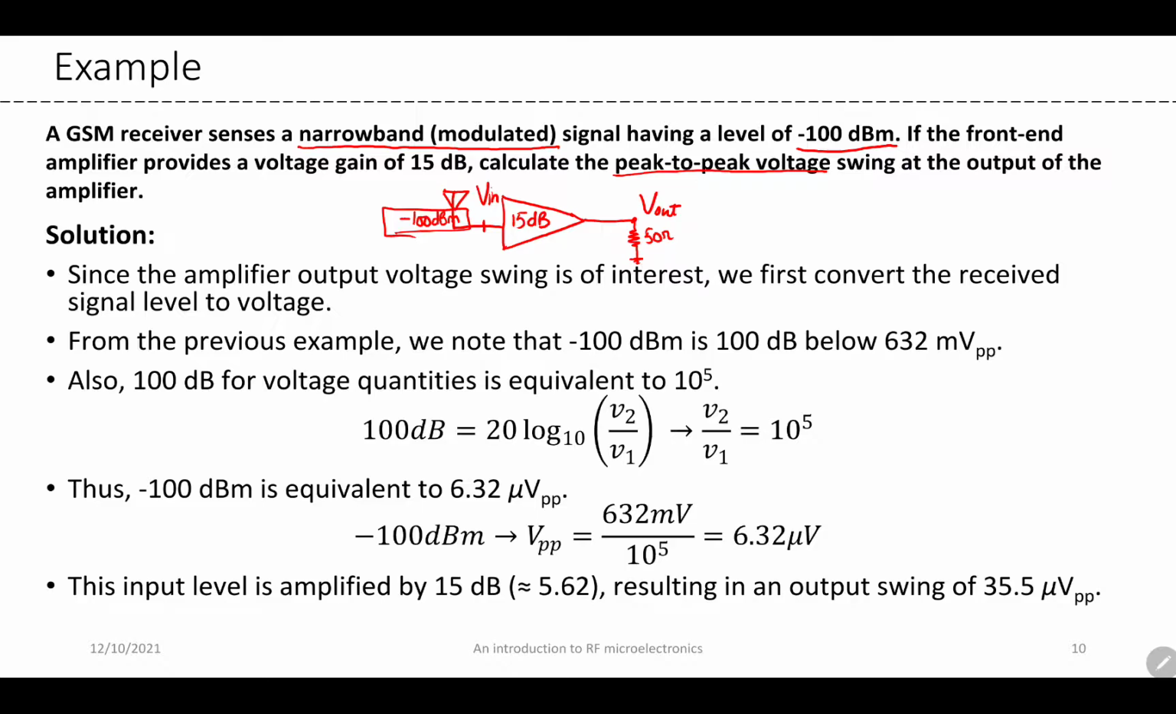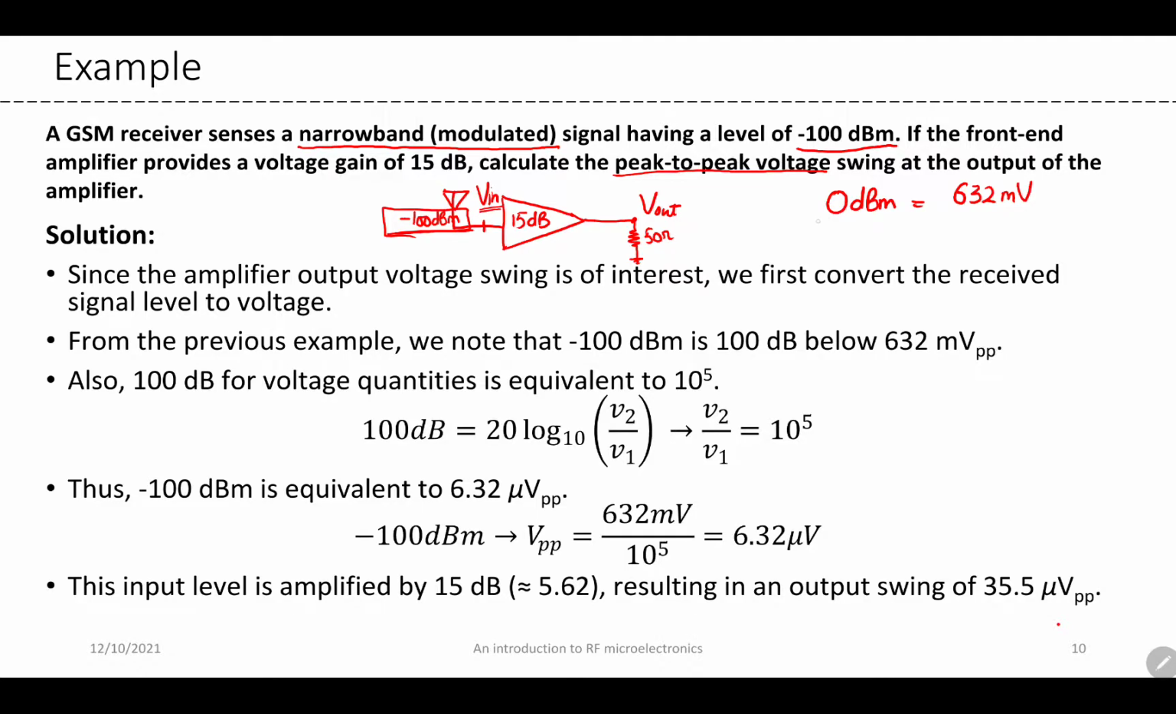Now what is V in? To understand V in, we'll have to convert this -100 dBm in terms of voltages. So right now we saw that 0 dBm is 632 millivolts for a 50 ohm system, and that's exactly what we're talking about. This is a 50 ohm system. So 0 dBm is 632 millivolts. Now how can we convert this -100 dBm to a voltage quantity?